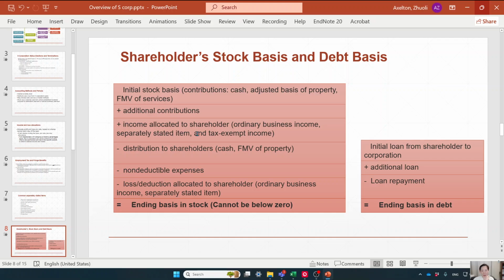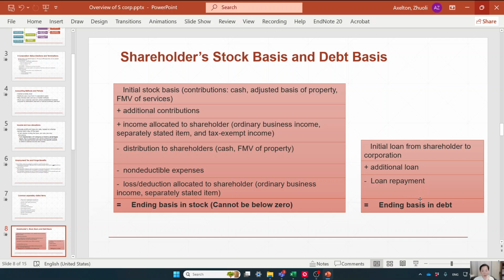Because at the partner level, the stock basis and the debt basis are kind of combined in a sense. And for shareholder stock basis, any additional contribution or income allocated will increase the stock basis. Any distribution or non-deductible expenses or loss deductions allocated to the shareholder will reduce the basis. Similar to all the basis rules we have seen before, the basis cannot go below 0.